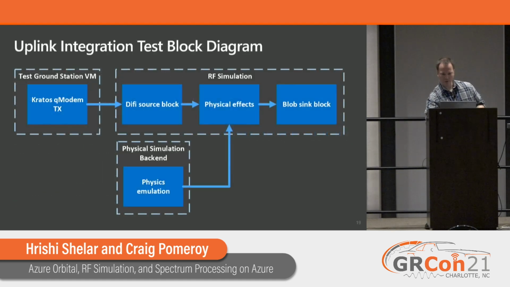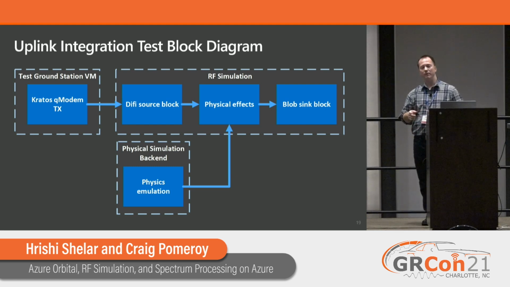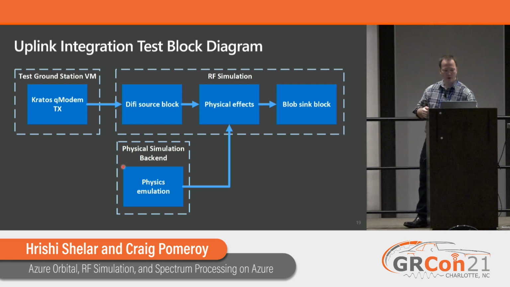So the last thing I'll go through goes back to the lab to flight topic that Hrishi was talking about in terms of helping you develop and integrate your satellite with the Azure Orbital service. So for this demo, we're going to show something representative of an Azure Orbital ground station. It'll be sending samples directly into our DIFI source block. We'll apply some physical effects like Doppler shift and path loss, and they'll store those off to a blob sink.